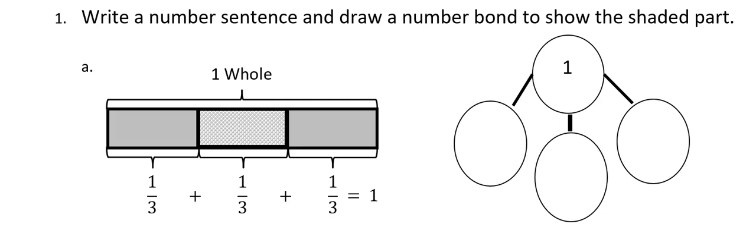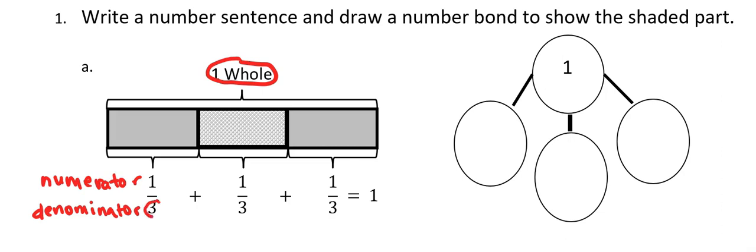So here we have a problem that says write a number sentence and draw a number bond to show the shaded part. We have a diagram that shows one whole, and that whole has been broken into 3 pieces. Below each piece is a fraction that represents the piece. In our fraction, the top number is called the numerator, and the bottom number is called the denominator.